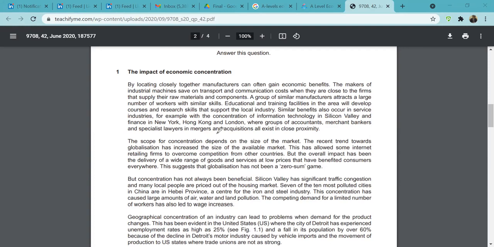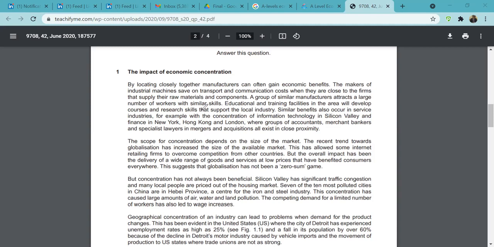Okay, now what is this case study talking about? The case study is talking about how similar companies often benefit from locating in the same location. So when they're located in the same location, they get some benefits. What type of location benefits do they get? They save their cost on transportation and communication because they're close to other firms that provide them raw material components, and they also attract a large number of skilled workers who are interested in working in those companies.